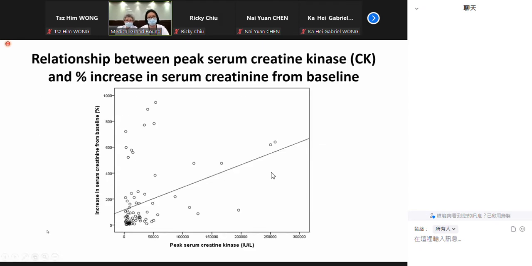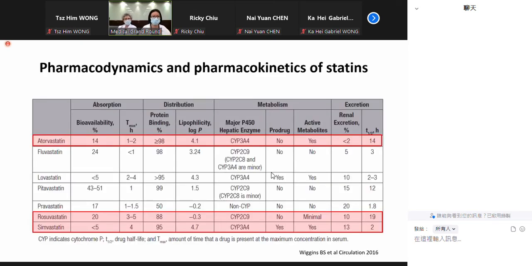And this is just a graph to highlight the relationship between the rise in the peak creatine kinase and also the serum creatinine. So just to underscore that, in these cases, obviously there's maybe a combination of drug, patient factors, and also maybe other acute intercurrent illnesses which would lead to such an episode. Okay, thank you.